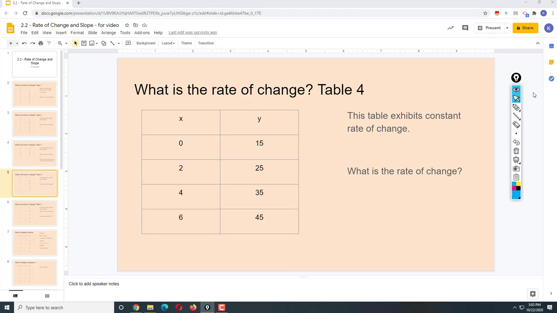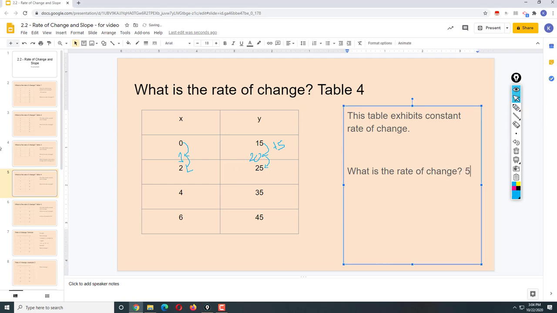So this one then, again, x is changing by 2, so we need to fill in the blanks. When x is changing by 1, how much is y changing? Well, the number in the middle of 15 and 25 is 20. So whenever x changes by 1, y changes by 5. So the rate of change is actually 5.